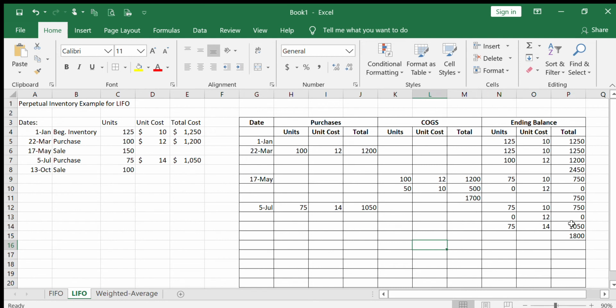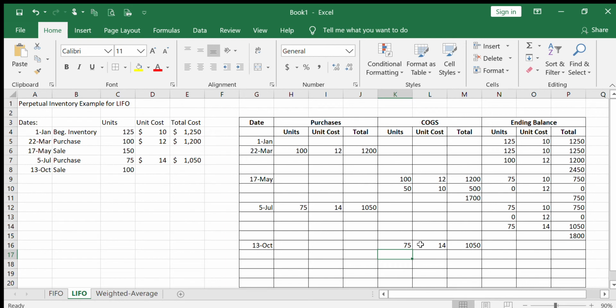That's right. And now we're going to do our last sale. Our last sale was on October 13th. We are selling 100 units. Remember, last in, first out. The last thing that we brought in was our purchase on July 5th, our 75 units. So we're going to use those 75 units first. 75 units at $14, multiplied together, gives us $1,050.